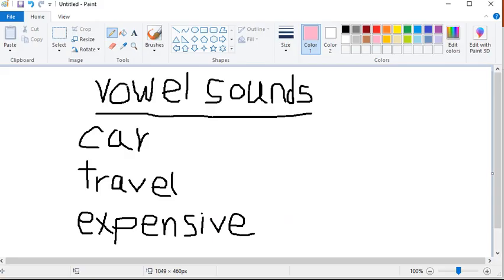Last time we talked about how we could figure out the number of syllables that a word has, and we said that it's basically based on the vowel sounds, not the vowel letters, and that's a very important point.